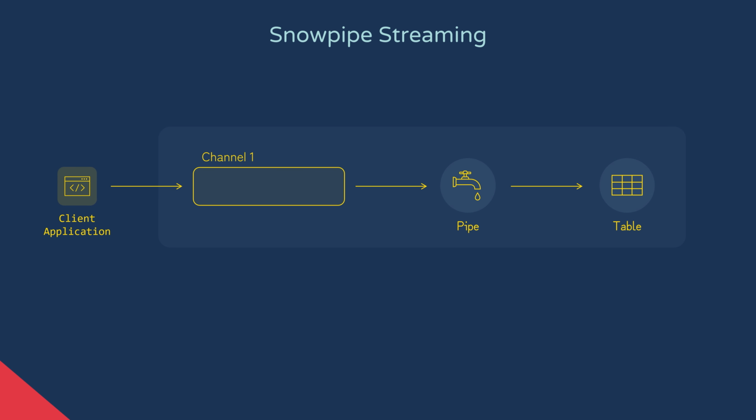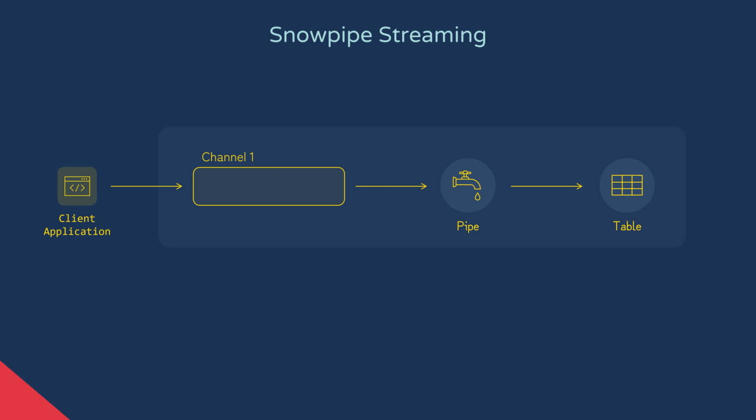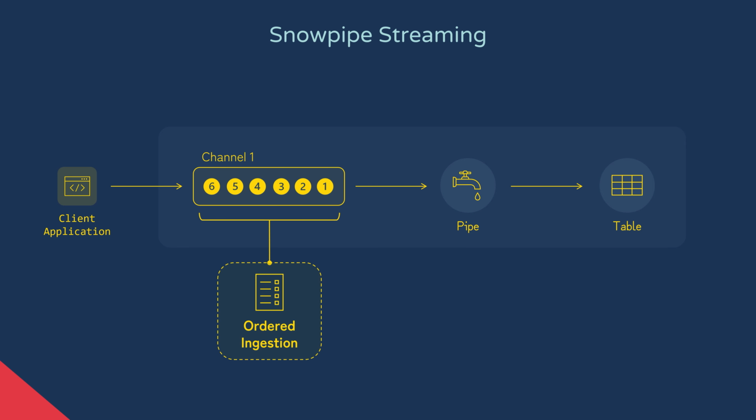Okay, once the client is connected to a Snowflake account, as part of the code, it will create something called a channel. A channel is a persistent named streaming connection between your client application and a target table. It's hosted by Snowflake, and it's where the client application initially writes its rows of data. Snowflake uses channels to give us two of Snowpipe Streaming's most important guarantees. The first guarantee is ordered ingestion. Rows are committed in the exact order they're submitted within a channel. That preservation of sequence is critical for use cases like time series data, change data capture pipelines, or audit trails, where the order of events is important.